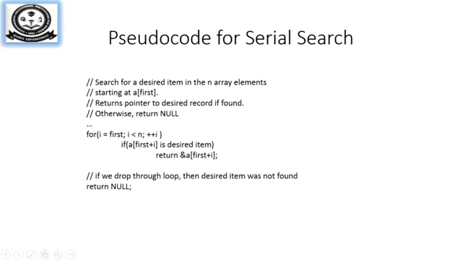The pseudocode is very simple. Each and every element of the array will be compared with the desired element, and if the element is found, we will return the index position, or otherwise we will continue with our search. It's so simple.